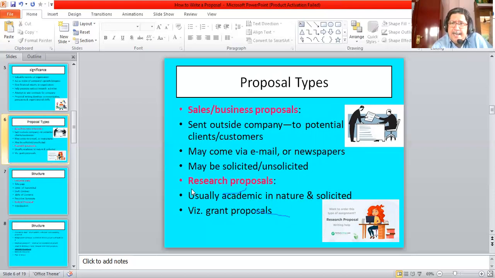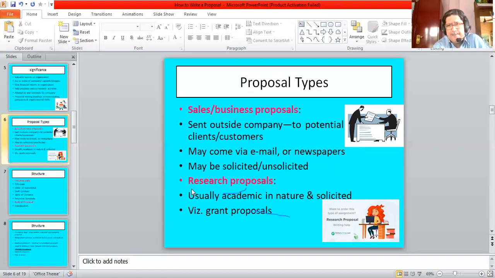Proposals can be in-house, or inside the organization. They can also be sent outside the company to potential clients and customers, and they can attract people to business. Obviously, they can come in the form of business documents, letters, accompanying letters or emails, and they can be solicited and they can also be unsolicited.